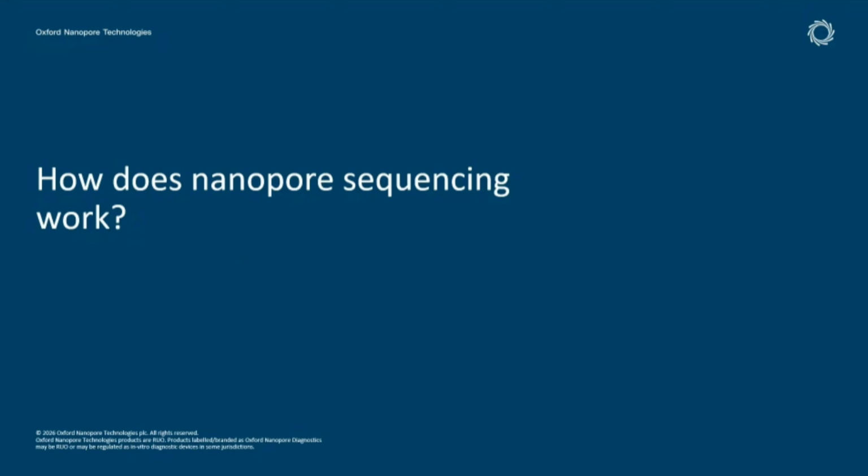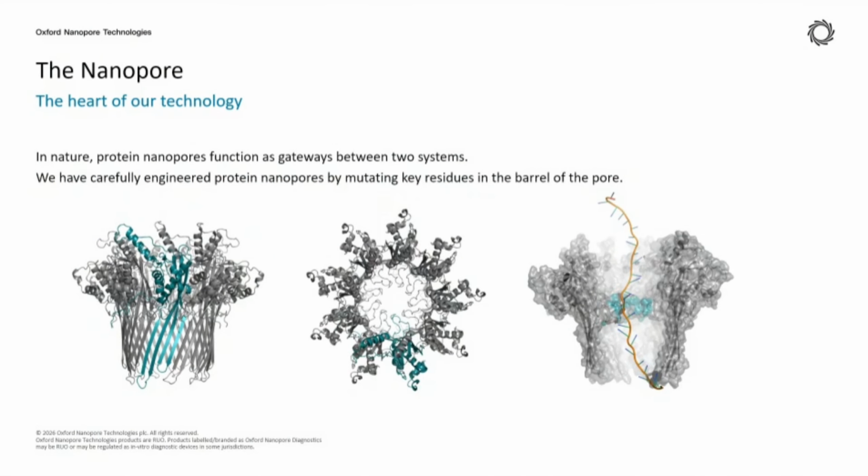So how does nanopore sequencing work? The ones you are seeing in the slide here are the nanopores. Based on the name, you can probably guess that the sequencing happens in a protein that forms pores, and this protein is very small, so it's called a nanopore. These proteins in nature function like a gateway between two systems. The nanopore is fixed on a membrane, and the membrane separates the outward samples from another segment.